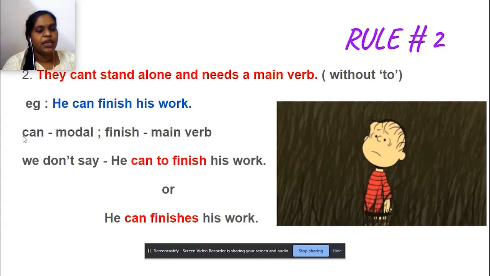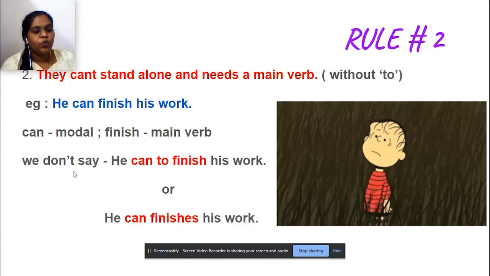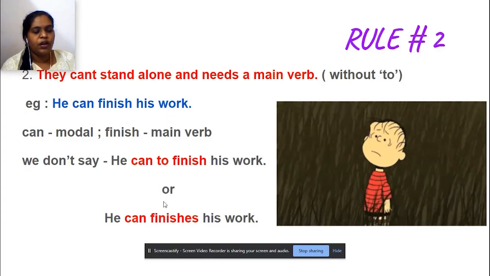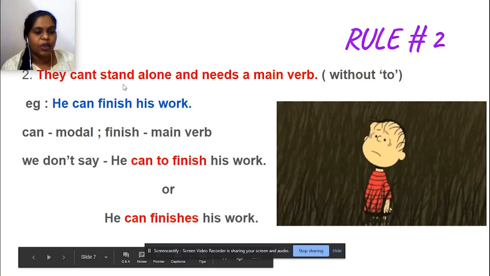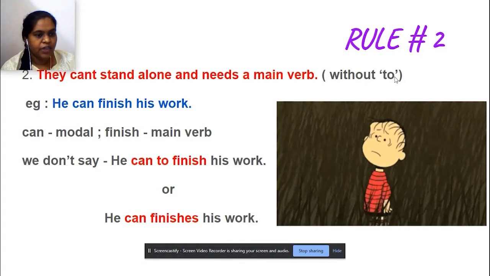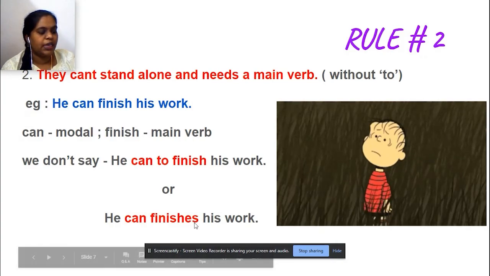Now, can is the modal. Finish is the main verb. We don't say he can to finish. We don't add to the modal. Or we don't say he can finishes his work. Hope you understood. They cannot stand alone. We don't add to and we don't add plural s or es to it.